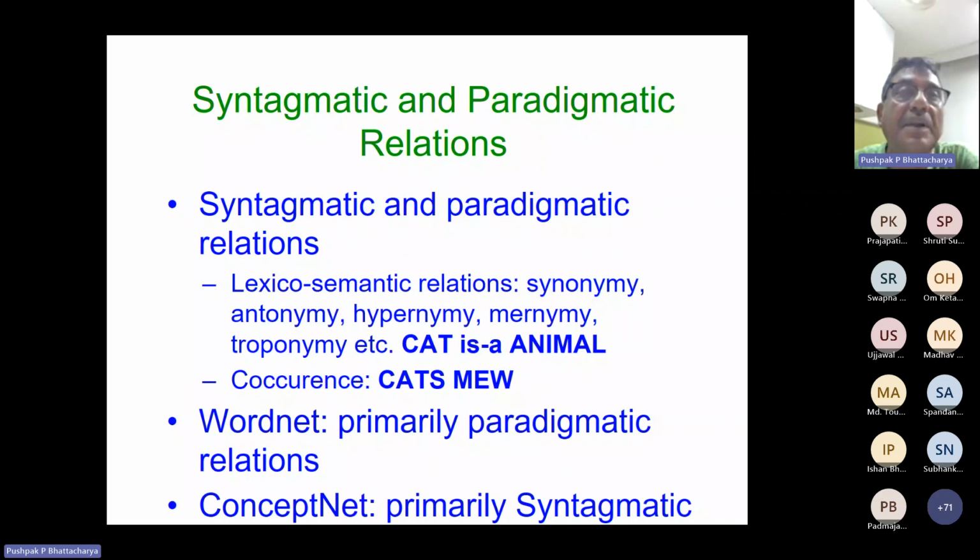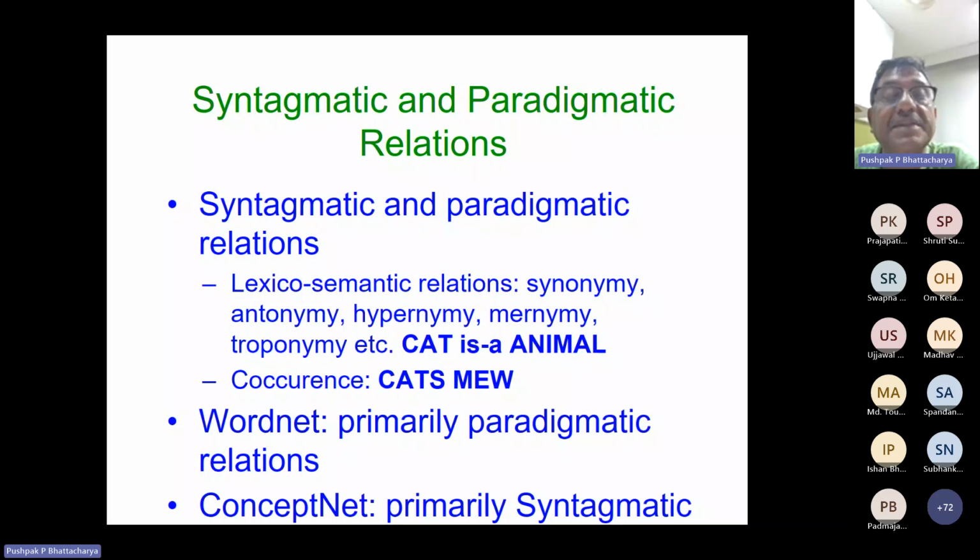Okay. For example, paracetamol and momentum, they are unlikely to appear together in a sentence. It is very, very remote possibility. But paracetamol and fever are very likely to occur together in a sentence. So there is a strong syntagmatic relation between paracetamol and fever, and low syntagmatic relation between paracetamol and momentum.